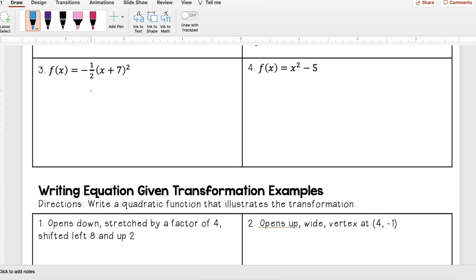Okay, looking at this next one, I see that I have a negative here. My a is negative, so that means it's going to go down, or opens down. And my a is 1/2 this time. And so since this is a fraction between 0 and 1, this is going to be compressed.